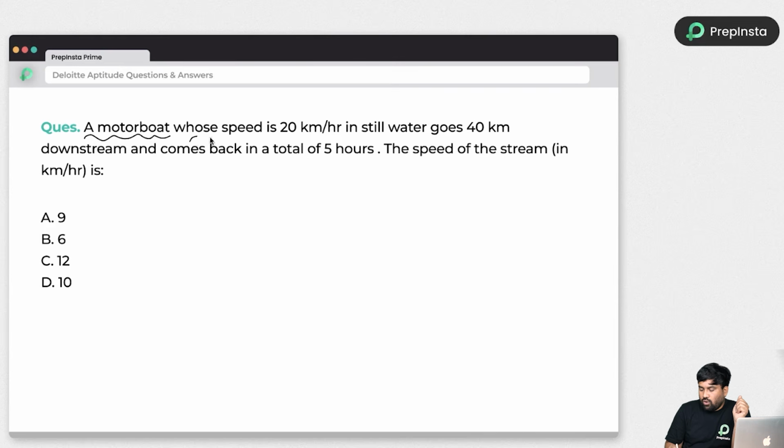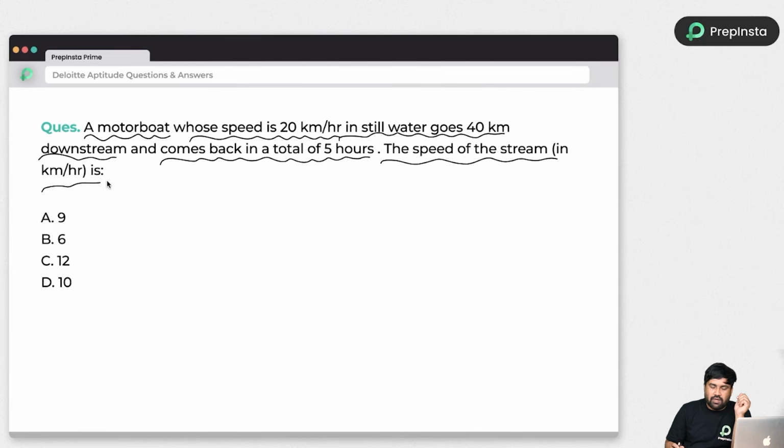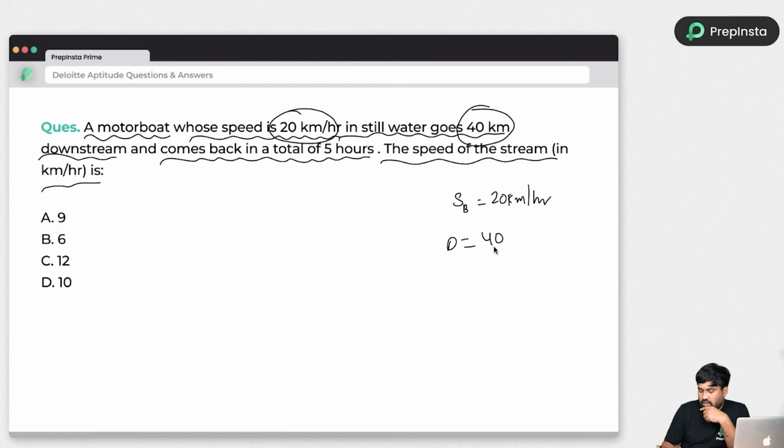A motorboat whose speed is 20 km per hour in still water goes 40 kilometers downstream and comes back in a total of 5 hours. What is the speed of the stream in kilometers per hour? Okay, let's do this. The speed of the boat is 20 kilometers per hour, it is given. The distance is given, 40 kilometers.